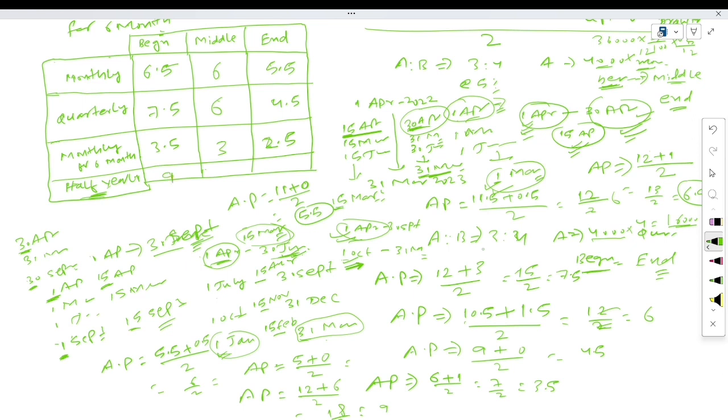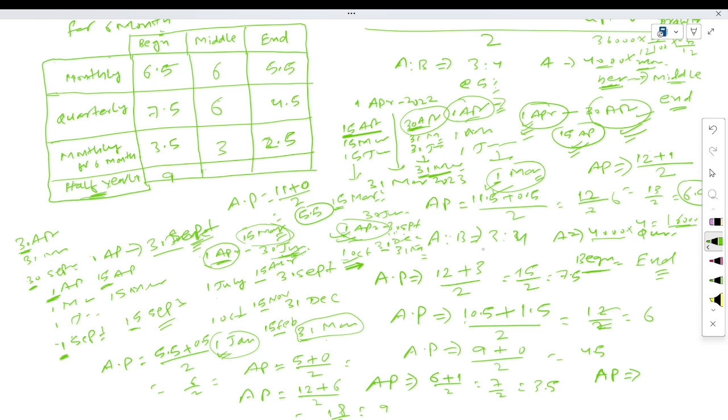Now if in question it is mentioned that half yearly withdrawing at the middle of the half year, 1st April to 30th September, this is your half year. When it would be middle, 30th June, this would be middle, and then 31st December, this would be middle. So if in question it is mentioned about middle of the half year, then what you will do? Middle 30th June. What is the formula?